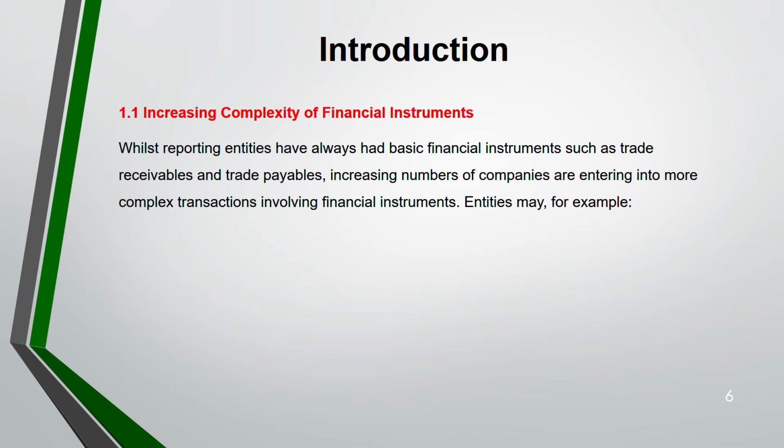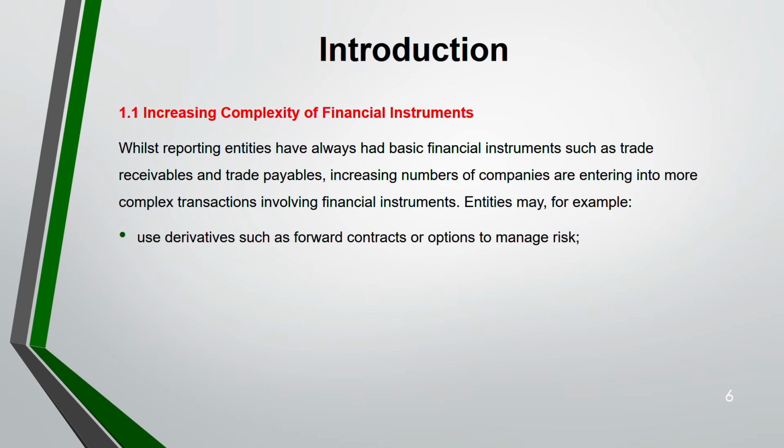If you see reporting entities, they have always had basic financial instruments. Like all organizations will have trade receivables, and they will have trade payables also, because we are dealing with credit. Which means companies are now entering into more complex transactions involving financial instruments. Earlier they were basic, now they are taking more complex instruments. For example, organizations are now using derivatives either for speculation or hedging.